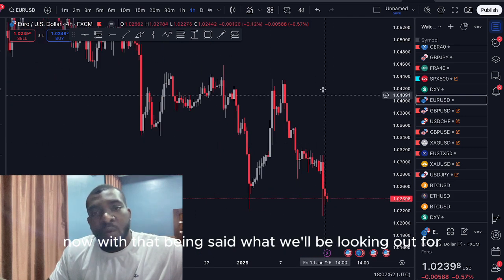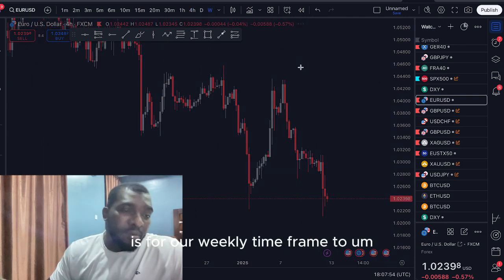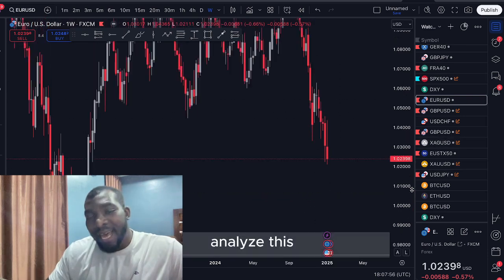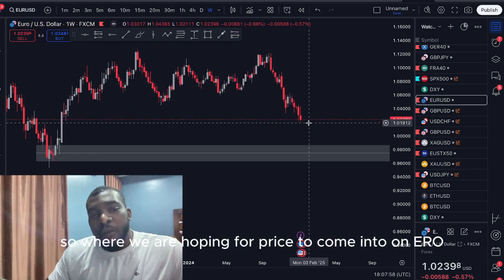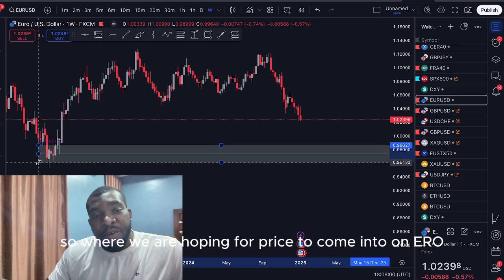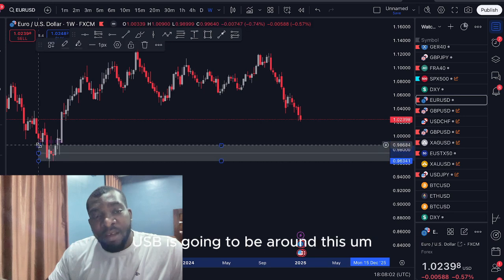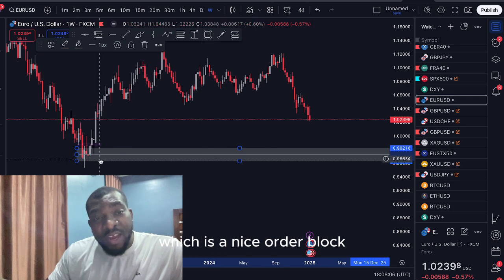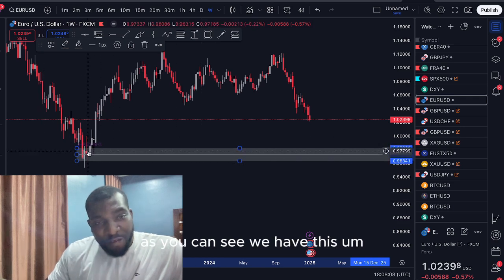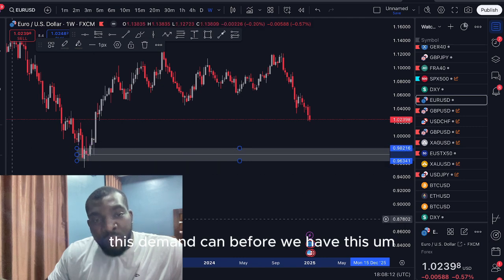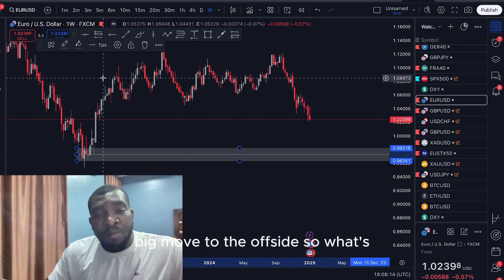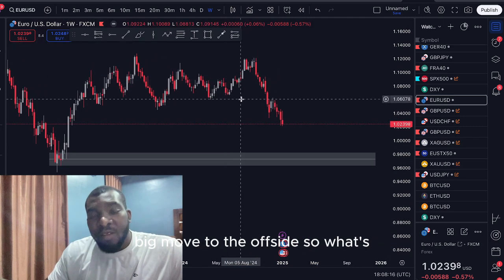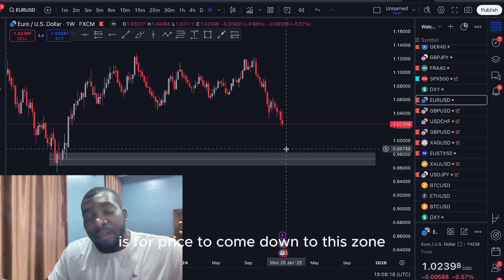Now, with that being said, what we'll be looking at is our weekly time frame to analyze this. Where we are hoping for price to come into on EURUSD is around this indecision candle here, which is a nice order block. As you can see, we have this demand candle before this big move to the upside. So what we are going to be looking out for is price to come down to this zone.